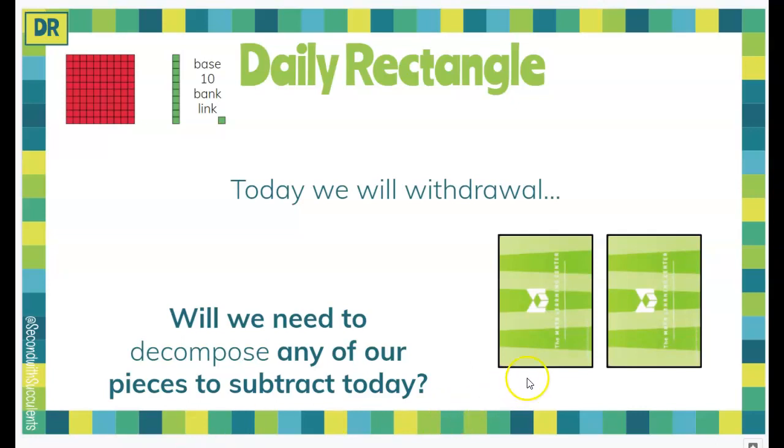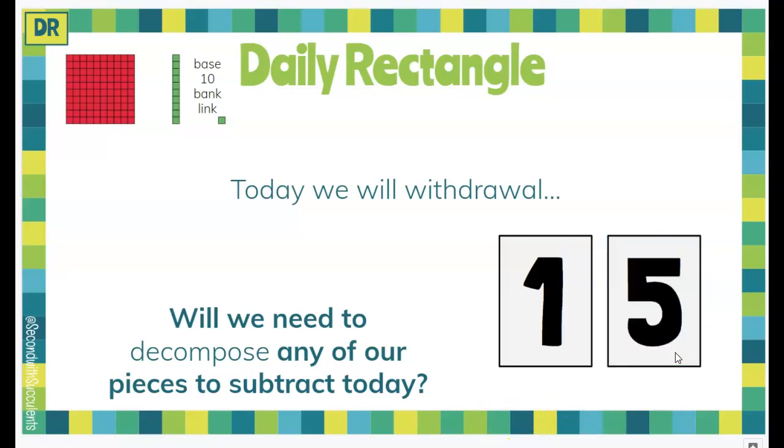Let's pick our tens first. We will take 1 ten out of our checking account today. How about our ones? We will take 5 ones. What's our number all together? We will be taking 15 pieces out of our base 10 bank checking account.